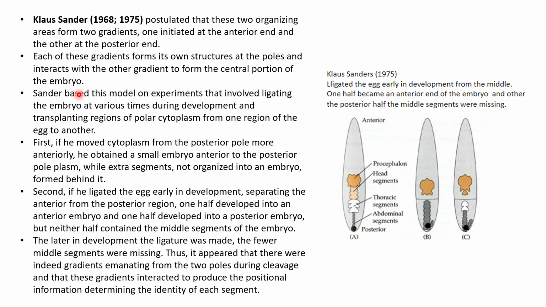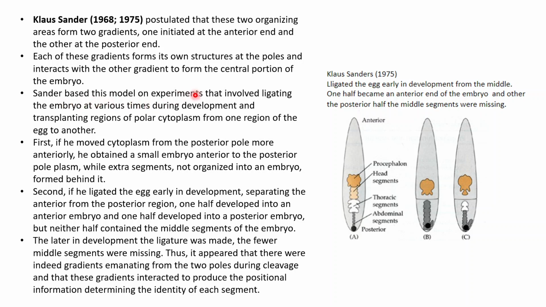So it refers to bicoid and nanos. If you imagine, each of these proteins form their respective structures at the ends. Bicoid will form the head and nanos will form the posterior. But in the middle, different gradients of these proteins lead to development of middle structures. That's why we had these middle segments missing when the ligature was made.